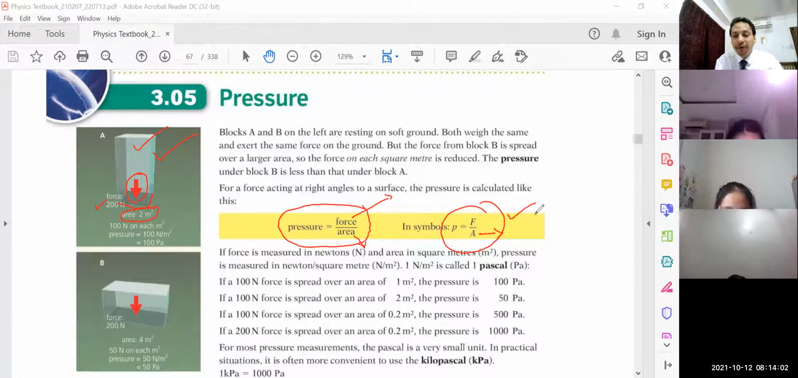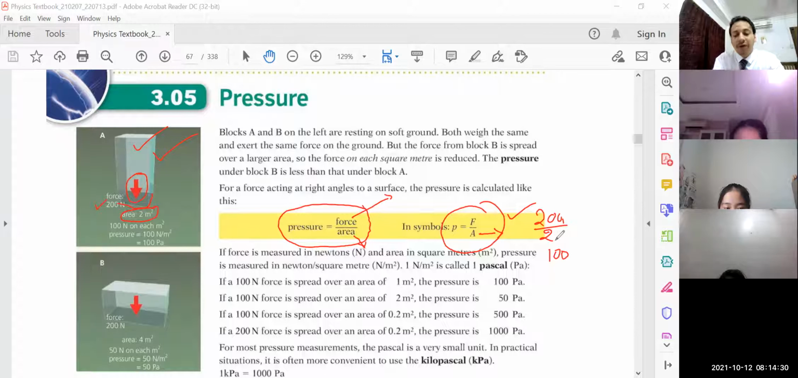Pressure is force upon area. Force is given by 200 Newton, 200 Newton divided by area. How much is the area? 2. So 200 divided by 2 will give you 100. So 100 what? What is the unit? What is the unit of pressure, children? Students, what is the unit of pressure?